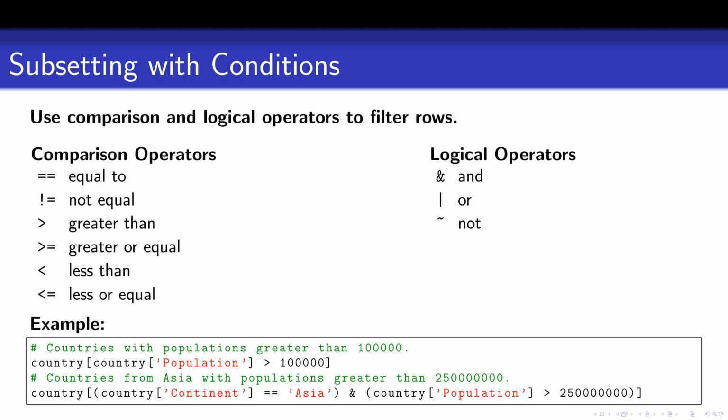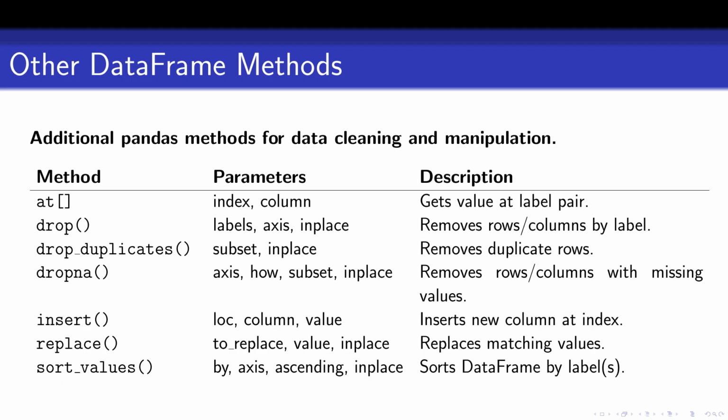In addition to filtering, pandas offers a wide range of methods for modifying and cleaning data frames. These include tools for accessing, inserting, dropping, sorting, and replacing data. The .at method retrieves a single value based on a row and column label. The drop method removes rows or columns, while drop_duplicates removes repeated entries based on specified columns. If your dataset has missing values, dropna can remove them selectively, and replace can substitute specific values. You can also use insert to add a new column at a specified position, and sort_values to sort the data frame by one or more columns.